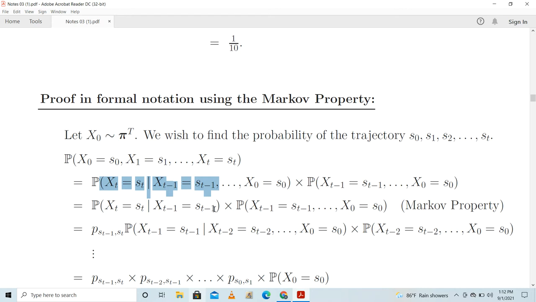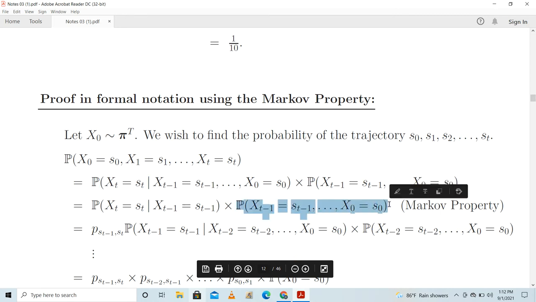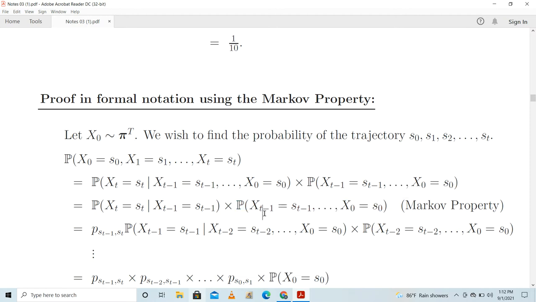So that is actually, given that we are in the state s_{t-1}, we are going to state s_t. If you use the notation, that is p(s_{t-1}, s_t). That is the probability notation. And here we can replace. Now we have this term. So now we can talk about reaching the state s_{t-1} when time equals t-1. So that is the probability X_{t-1} = s_{t-1}, given that X_{t-2} = s_{t-2}, likewise up to X_0 = s_0.